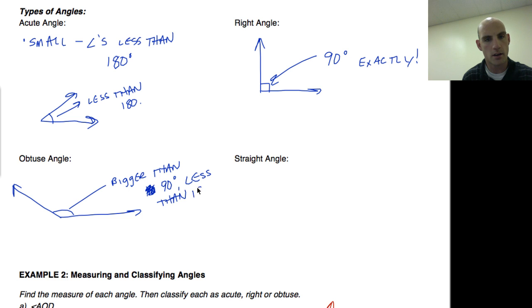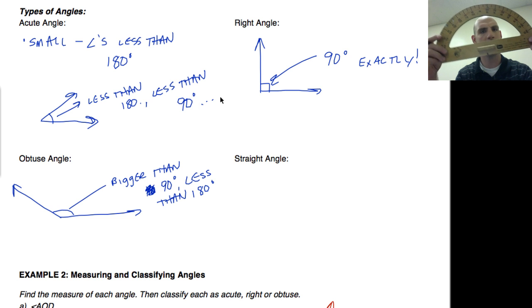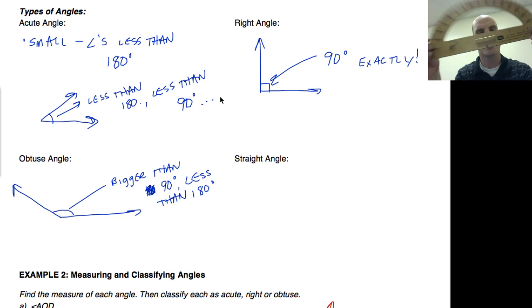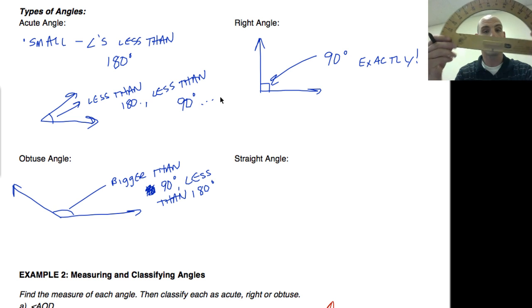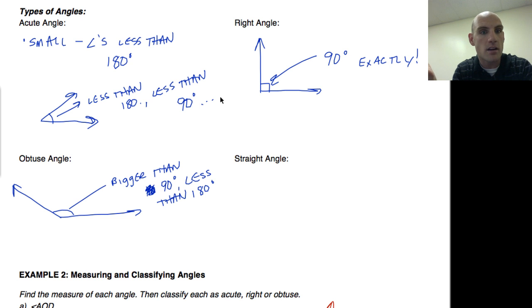Less than 180. But you're thinking to yourself, what about this acute angle? It's less than 180 as well. In fact, it's less than 90. So you'll notice everything we're doing here is less than 180 right now, because our protractor is measuring 180, and 180 is the limit of all of these. Okay? Acute angles are less than 180. In fact, they're even less than 90. Obtuse angles are also less than 180, but they're bigger than 90.